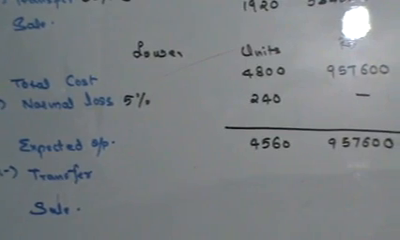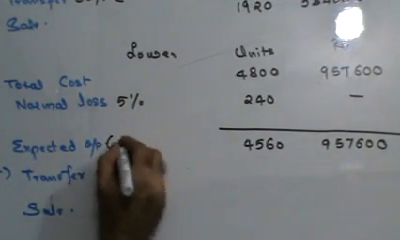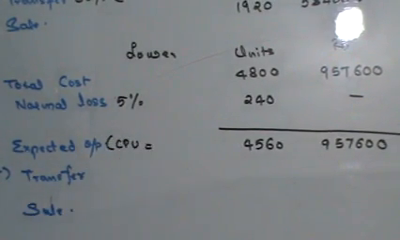Transfer to higher process, they've said is 40%. Now before that you have to get the CPU. How will you get CPU? Rupees divided by unit will give you CPU. So 9,57,600 divided by 4560 will give you CPU. So CPU will be 210.